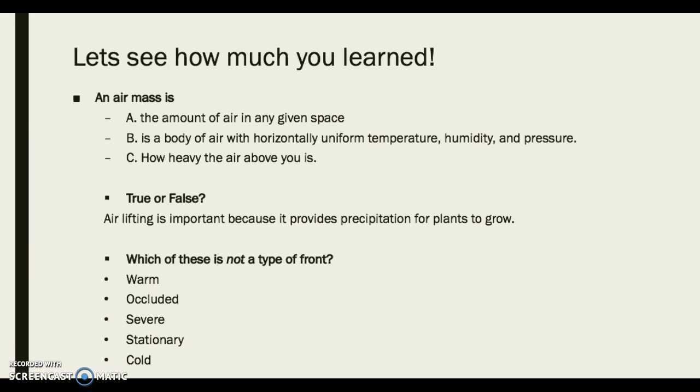True or false? Airlifting is important because it provides precipitation for plants to grow. That statement is true. Lifting of air provides precipitation and creates vegetation and an ideal living environment. The last question is, which of these is not a type of front? Warm, occluded, severe, stationary, or cold? The correct answer is a severe front.